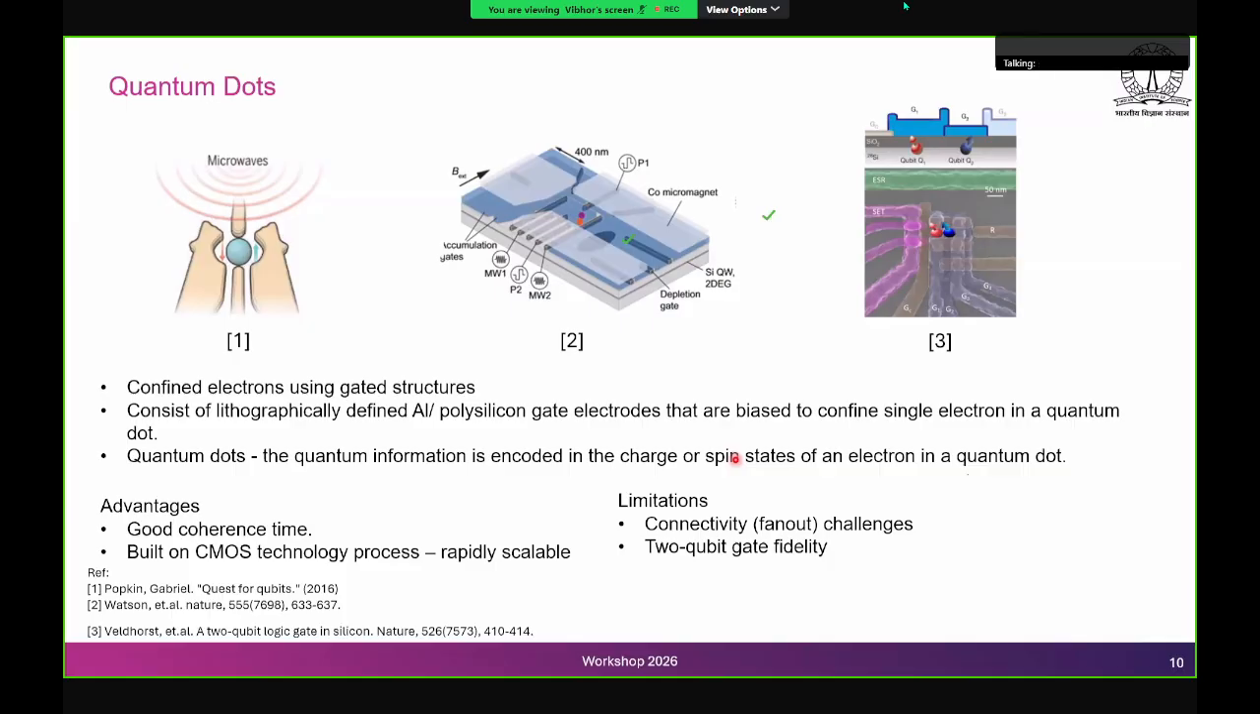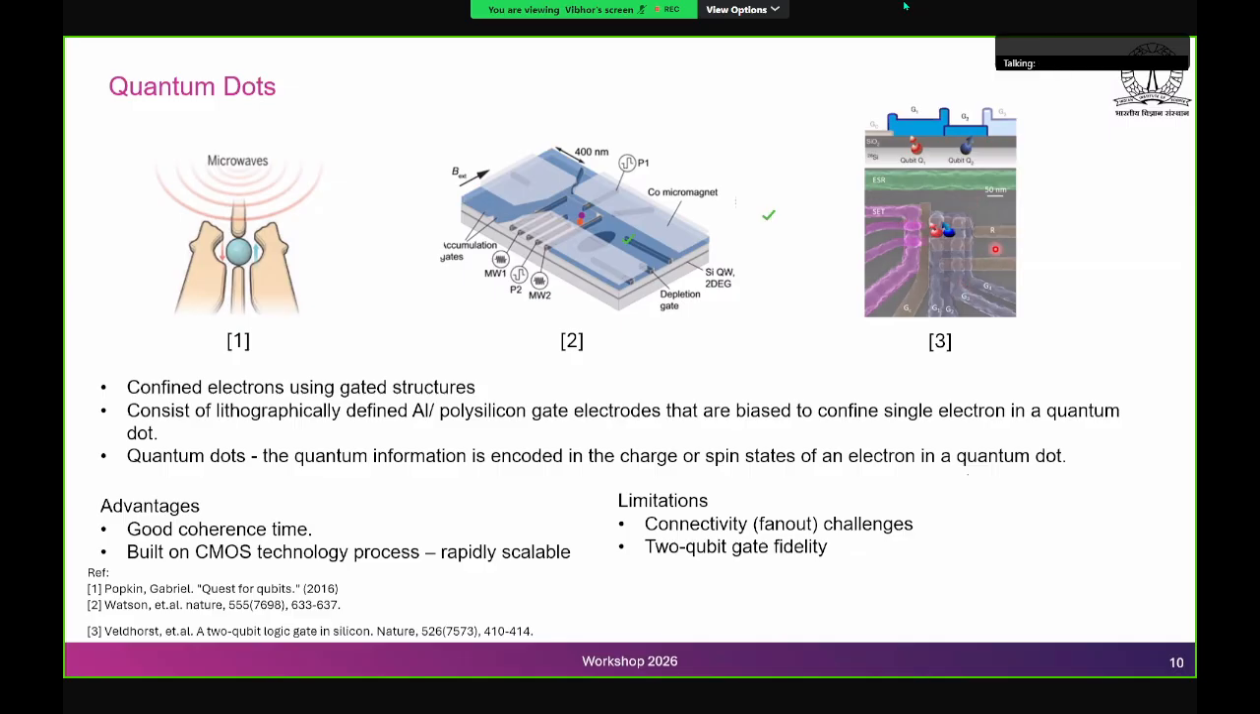The silicon based qubits that people are trying come under this category, where the spin of electrons is used to encode the two levels required in a qubit. This sort of platform has some advantages in terms of coherence time, and if these devices are built by CMOS technology, then you can scale them to a lot of qubits very fast. Of course, there are limitations too. There are connectivity challenges, and you can also have limitations in terms of dephasing times and 2-qubit gate fidelities.